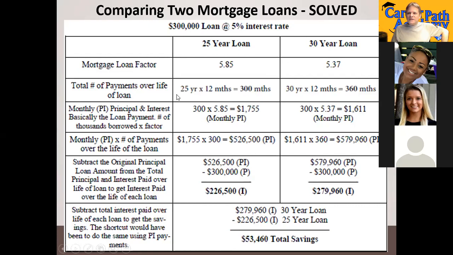The rest you guys already did a couple math problems of, so it should be easy. You take the number of thousands borrowed times the factor, and that will give you the monthly mortgage payment. That's the principal and interest, right? Now you take that monthly mortgage payment of principal and interest and multiply it by the number of months over the life of the loan to tell you how much you would have paid back if you pay off that loan in 25 years, and how much you would have paid back if you paid it in 30 years.